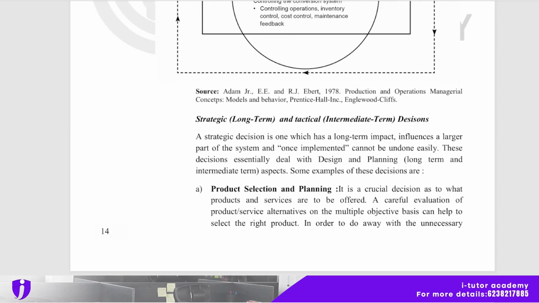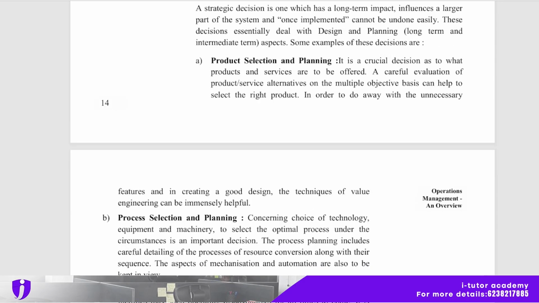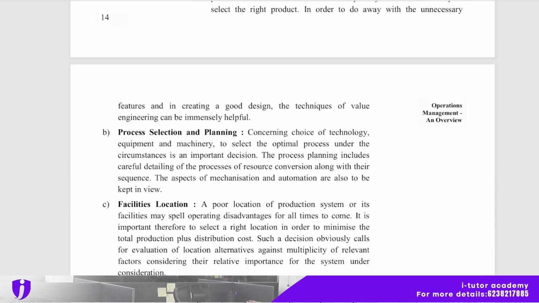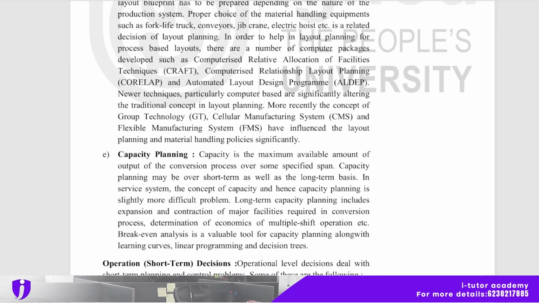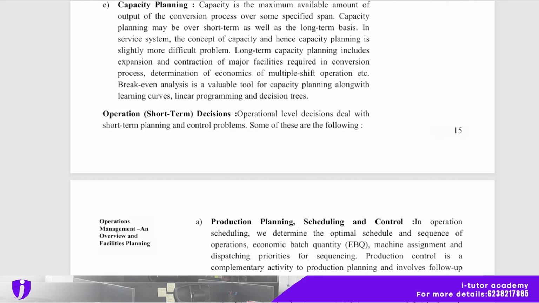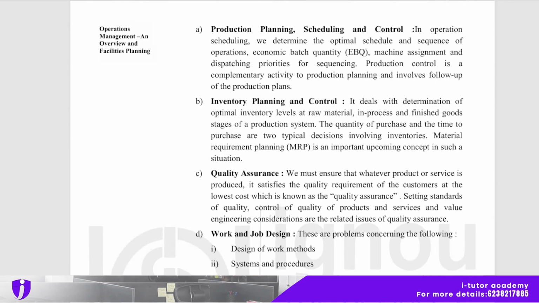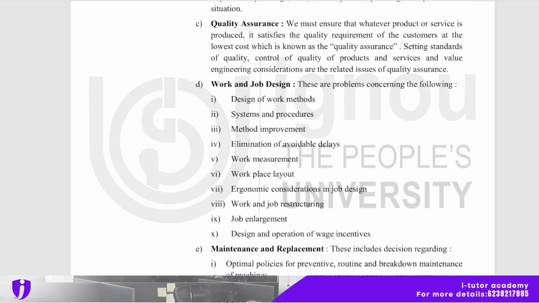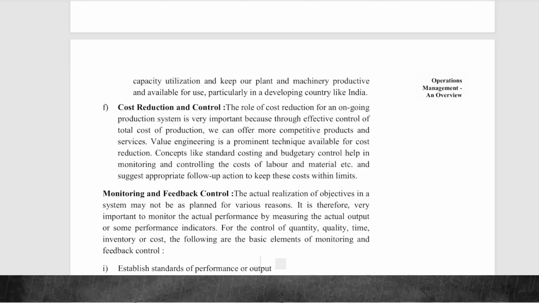Please refer to this. A strategic decision is one which has long-term impact, influences a larger part of the system, and once implemented cannot be undone easily. This decision essentially deals with the design and planning aspect. Examples are product selection and planning, process selection and planning, facilities location, facility layout and material handling, capacity planning. And operation or short-term decisions are there. For these, production planning, scheduling and control, inventory planning and control, quality assurance, work and job design, etc. And maintenance and replacement is there, and cost reduction and control is there, monitoring and feedback control is there.